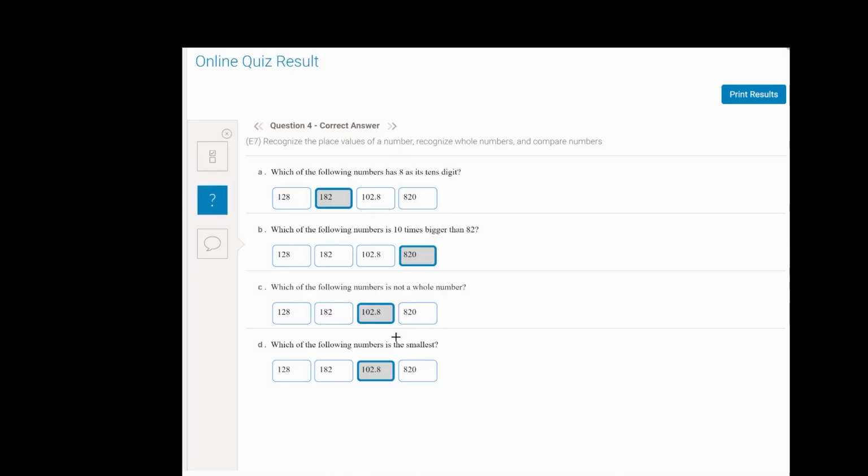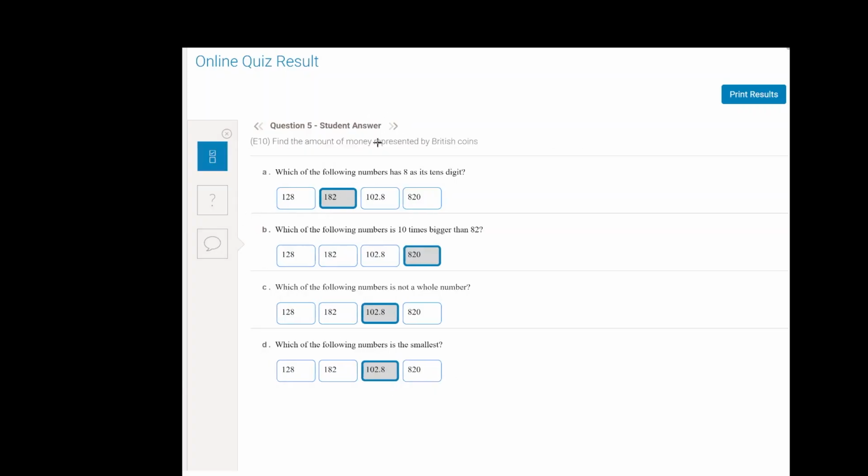Which of the following numbers is the smallest? 102.8.